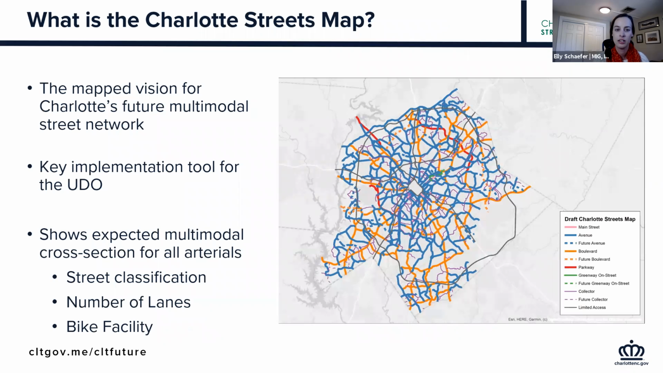So the streets map is the mapped vision of our multimodal street network. It's based on council adopted policies that have been developed and refined over the last several years. It shows the recommended cross-section for all of Charlotte's arterial streets and will support both the 2040 policy map and the Unified Development Ordinance to ensure that we're providing for multimodal streets as we grow and develop.